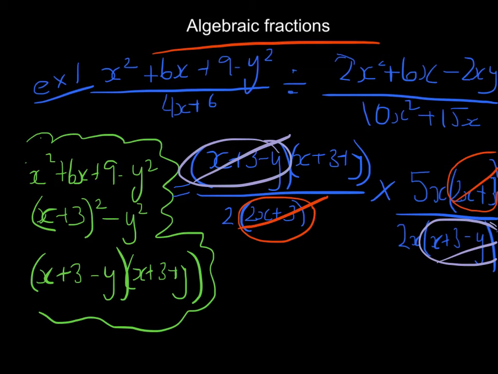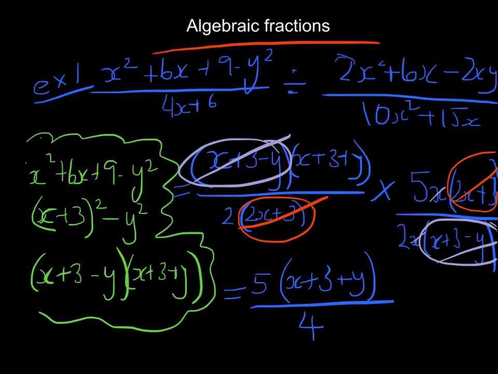Well, I've got x and x here. They're going to cancel out. X over x. Imagine there's a times in there. That's a common factor. So x and x are going to cancel. And that's it. So I'm going to end up with, as my answer, 5 times x plus 3 plus y over 4.